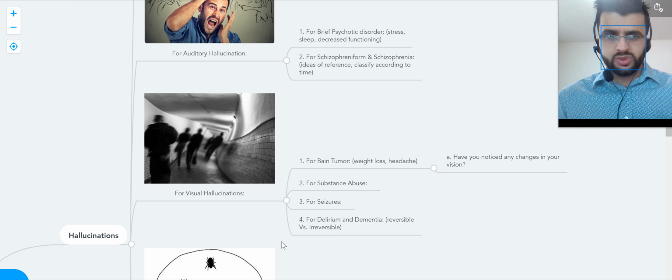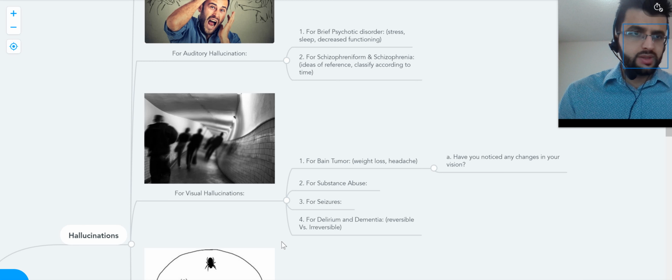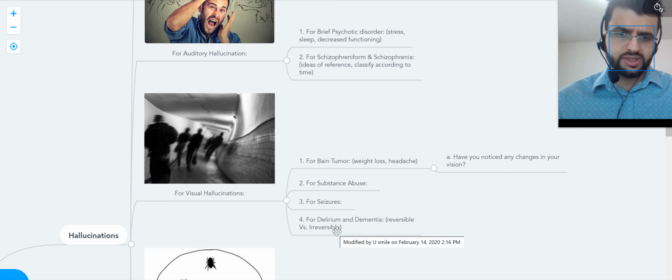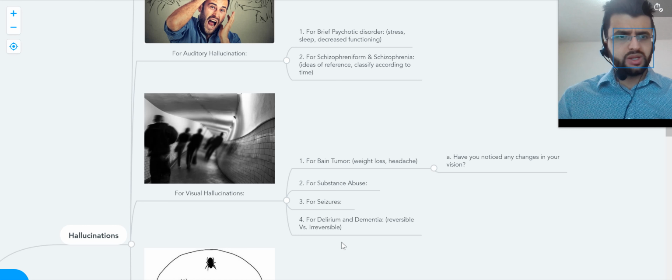For substance abuse, this is with the social history. We're already going to ask about that. It could be seizure. So we ask the signs of seizure, like did you lose consciousness, any tongue biting. We'll come to it in the next chief complaint. Delirium and dementia. This is different. Delirium is reversible, dementia is irreversible. Delirium is associated with alcohol withdrawal, some sort of medical diagnosis. Dementia is irreversible, something very serious.